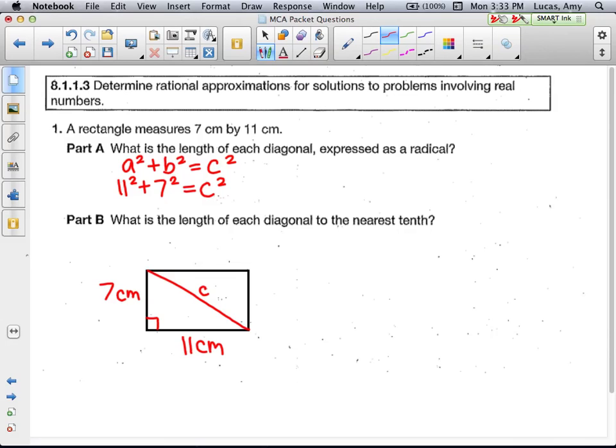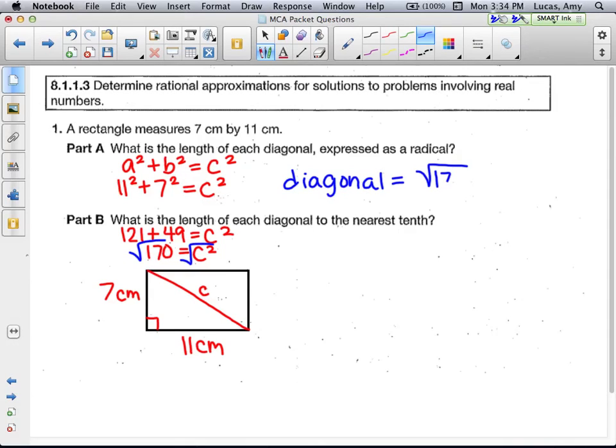So if I square those, 11 squared is 121, plus 7 squared is 49. So I can add those together, and I get 170 equals c squared. So then I would need to take the square root on both sides. So the diagonal is the square root of 170 centimeters.